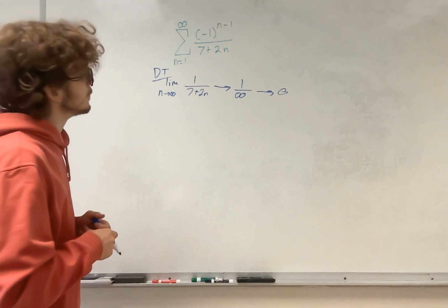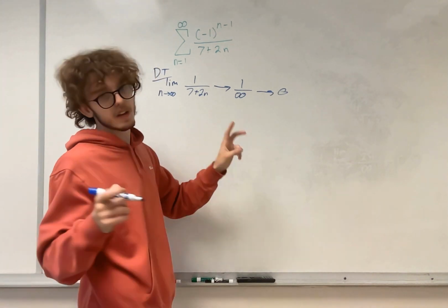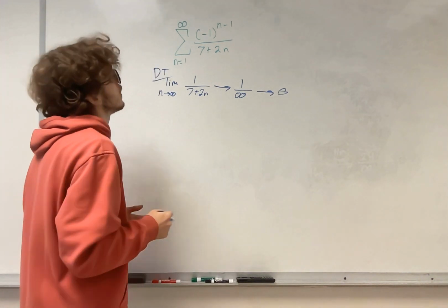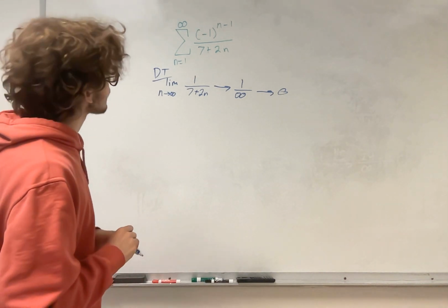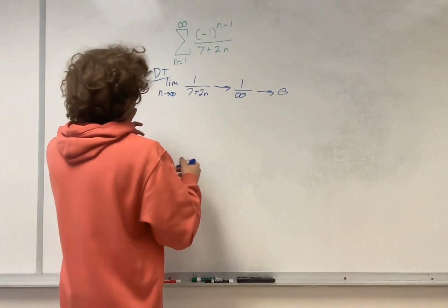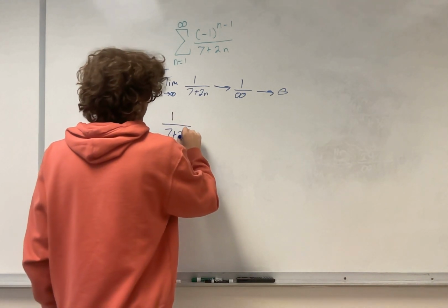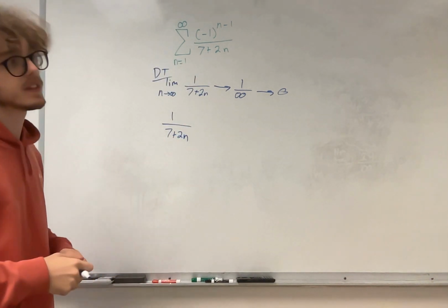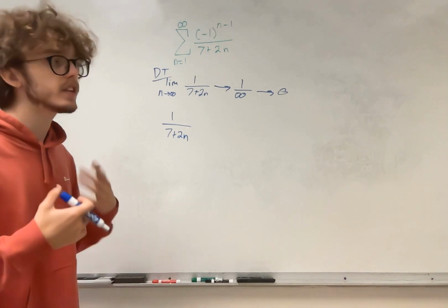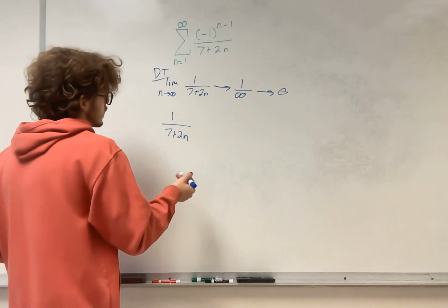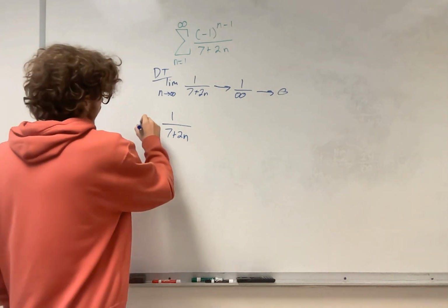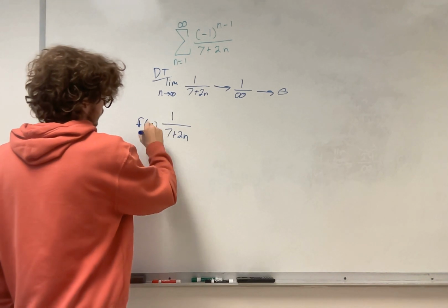So we pass the divergence test by getting an output of 0. All we have to do now is simply do the next step. Now, for this we take 1 over 7 plus 2n, and we need to ask ourselves, is this always decreasing? So imagine your sequence of your sums as being a function f of n.